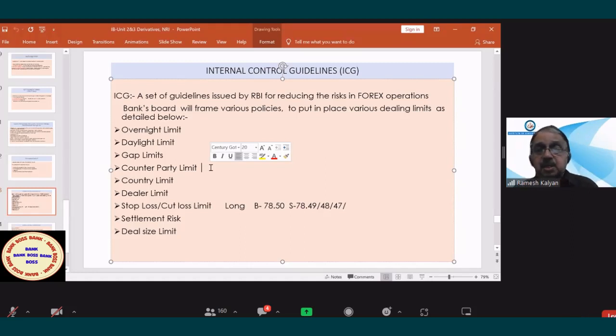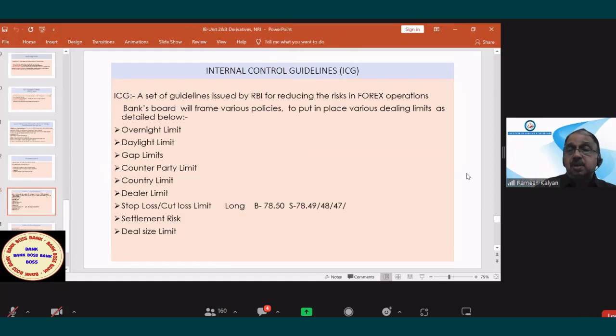So counterparty limit is fixed because that is to mitigate the credit risk. Risk management portion is already completed, and the ensuing exam, within a few hours you will be writing the examination. The preparation level is not up to the mark. Please step up the preparation. It should be point based. Counterparty limit is fixed to mitigate or hedge credit risk.